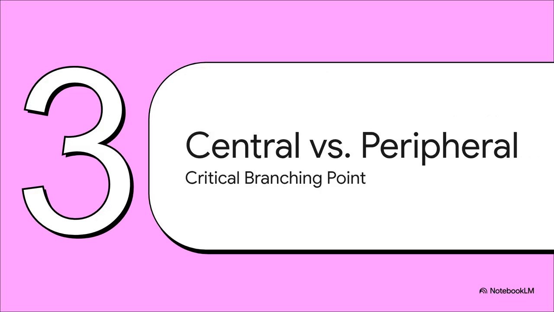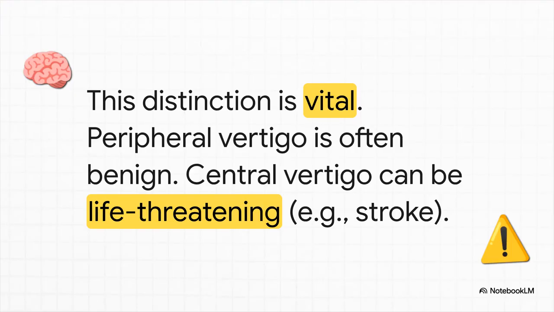Okay, so let's say your patient has true vertigo. You've confirmed that illusion of movement. You have now arrived at the single most important decision point in the entire workup. Is this problem coming from the inner ear, which we call peripheral, or is it coming from the brain itself, like the brainstem or cerebellum, which is central? And let's not mince words here. The stakes are incredibly high. The difference between a benign inner ear issue and a stroke in the back of the brain, well, that's everything. Making this distinction correctly is one of the most critical jobs you'll have.